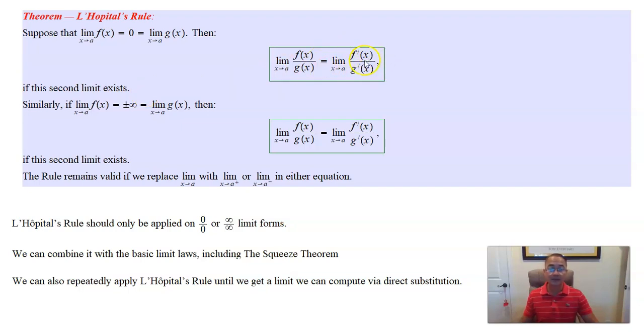Well, you might still get 0 over 0 or infinity over infinity once you get the derivatives. When that happens, you could try to apply L'Hopital's rule again and see if eventually you will get a limit that you recognize or something that you can compute easily by direct substitution. So let's take these formulas out for a test drive.